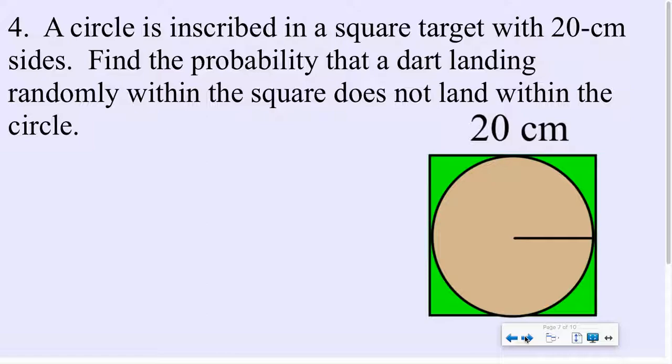Number 4, a circle is inscribed in a square target with 20 centimeter sides. Find the probability that a dart landing randomly within the square does not land within the circle. So how I have it colored up here, we want to find the probability of it landing in that lime green area, the corners. I don't know if you want to shade that a little on yours. We want to figure out what the probability of the dart would be if it lands just in the corners versus the whole thing.